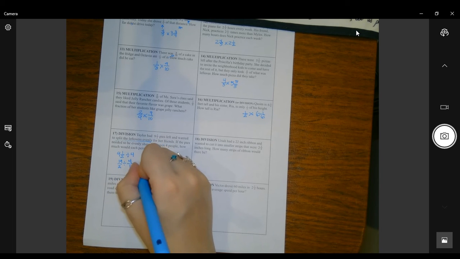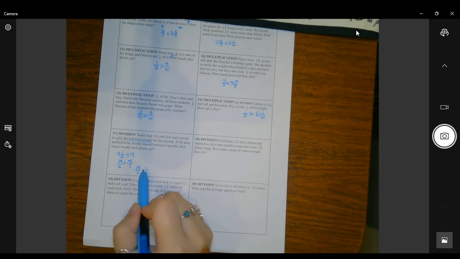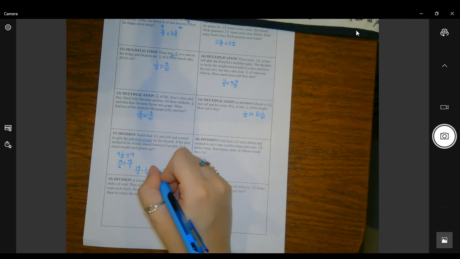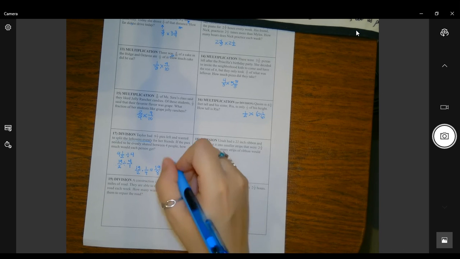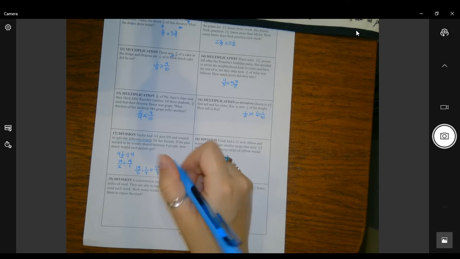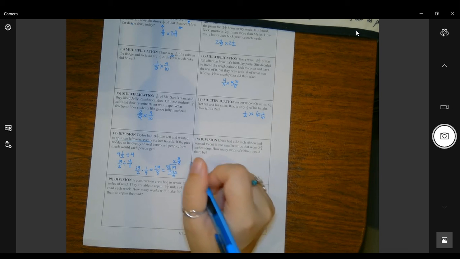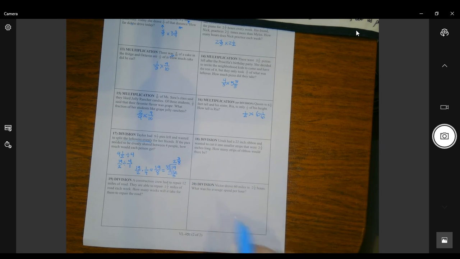So I do keep, change, flip, meaning you keep the first fraction the same, change division to multiplication, and flip that second fraction so that then you're technically multiplying by the reciprocal. Once you have that, then you look to see if anything can cross cancel. It can't. So you multiply across and then change it back to a mixed number if needed. So 19 divided by 8, 8 goes into 19 twice. And when you subtract that, you get 3. So you put your remainder over what you divided by. So each friend is going to get 2 3/8 pieces of pie.